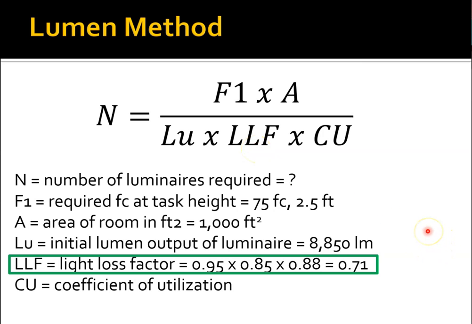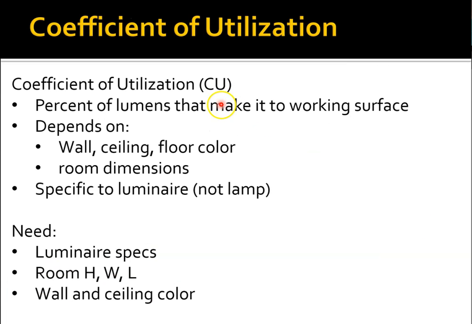Okay, finally, let's get to the coefficient of utilization. All right, so CU, or coefficient of utilization, is the percent of lumens that make it to the working surface. This is a property of the luminaire, not the lamp per se, although the lamp does impact this if it's an LED. You can have LED tubes that basically are going to have a CU of 1, but everything else is going to be a CU less than 1. And this all depends on things like the wall color, ceiling color, and the floor color, and the room dimensions.